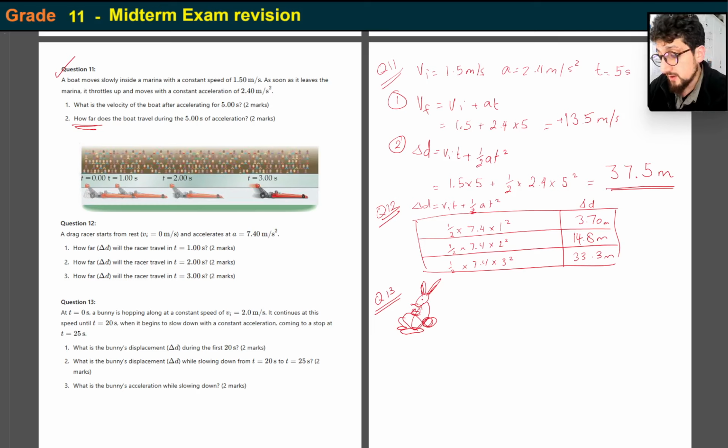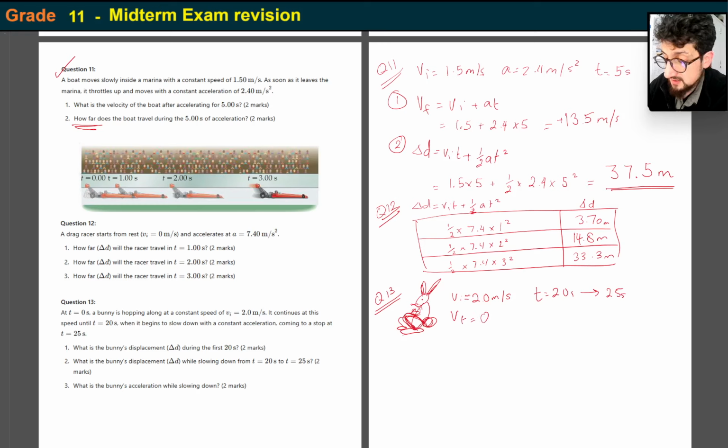Here you go. That's my picture of a bunny. All right. A bunny is hopping along at a constant speed of vi equals 2.0 meters per second and continues at that speed until time 20 seconds, when it begins to slow down with a constant acceleration, coming to a stop at t equals 25 seconds, and the final velocity is 0.